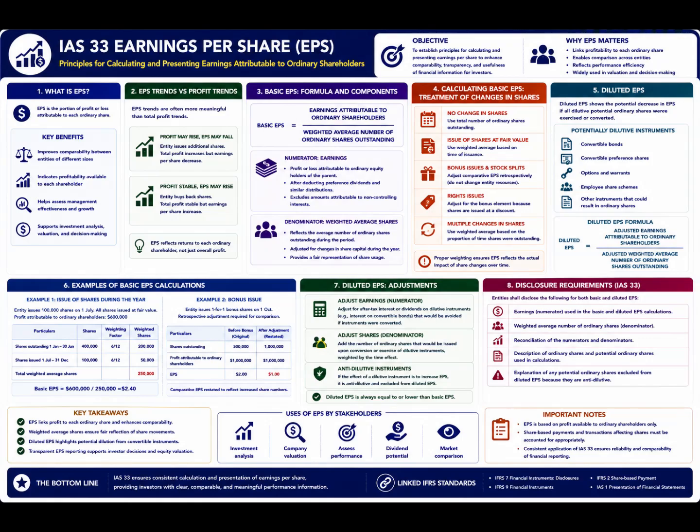EPS serves as a critical performance indicator because it links profitability directly to shareholder interests and supports investment analysis, valuation, and capital market decision-making. The distinction between basic and diluted EPS allows users to assess both current and potential future shareholder returns while understanding dilution risks associated with convertible instruments and share-based arrangements. For DipIFRS candidates, mastering IAS 33 is essential because EPS remains one of the most closely monitored indicators in global financial markets.